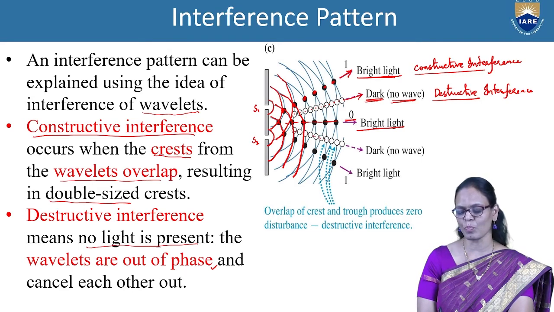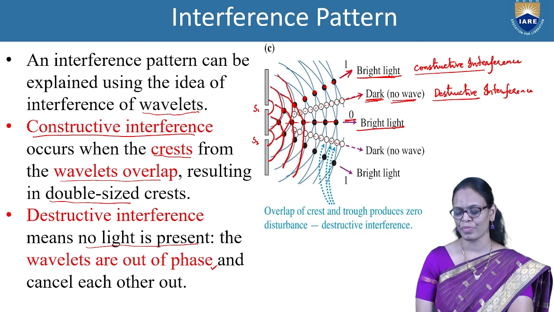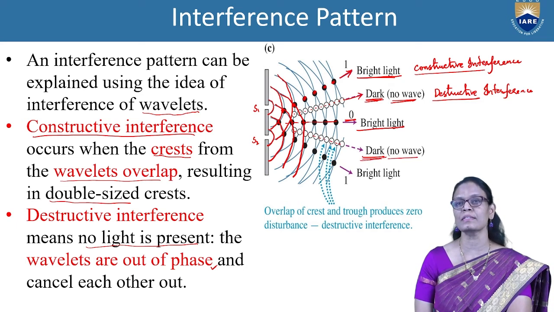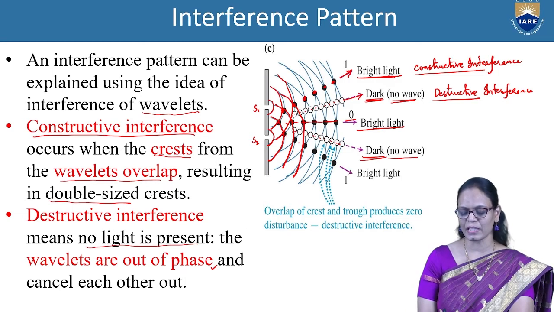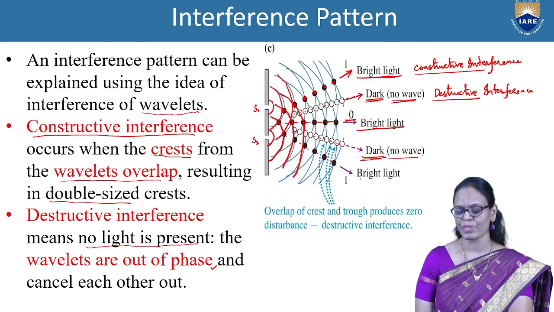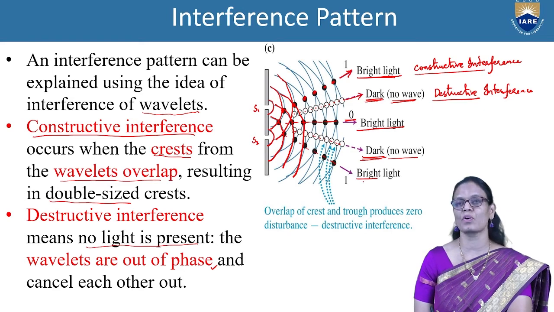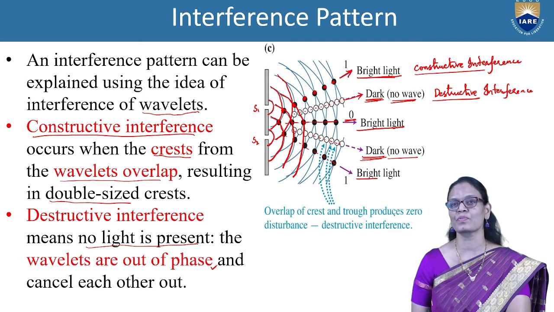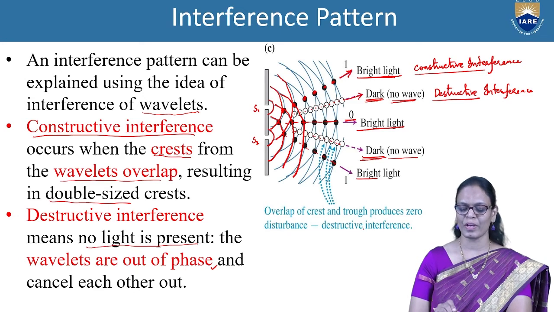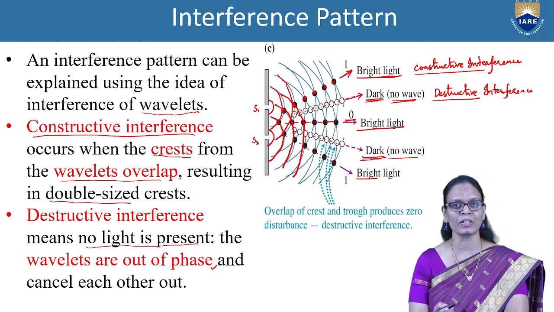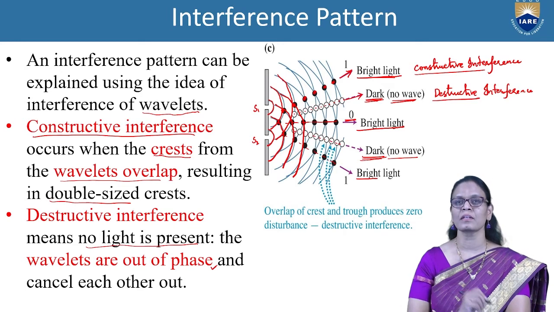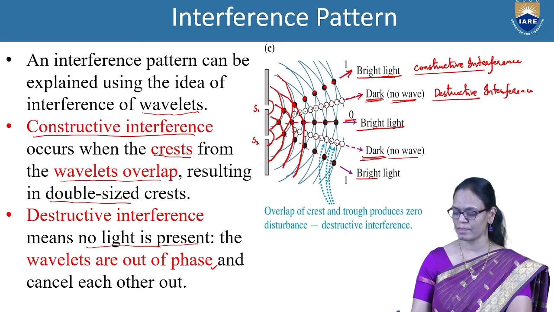These are the points where a crest falls on a trough and they cancel out each other. There is no wave and the position is dark. This is due to destructive interference. And again, these points correspond to bright light because the crest falls on the crest. So overlap of crest and trough produces zero disturbance, that is destructive interference. When a crest falls on a crest, we are having a double-sized crest, and that is constructive interference.